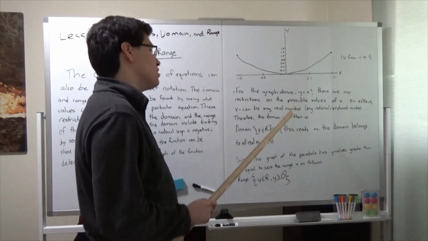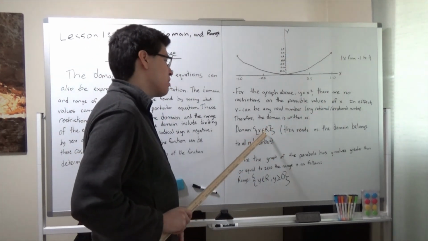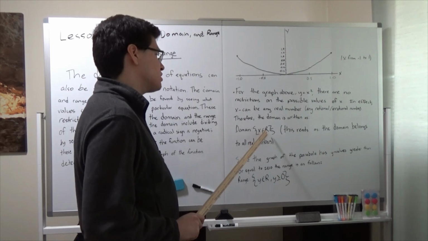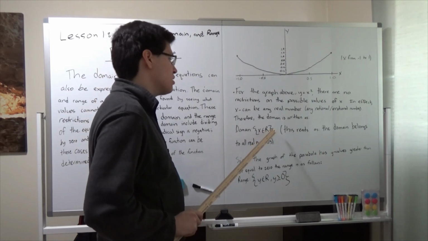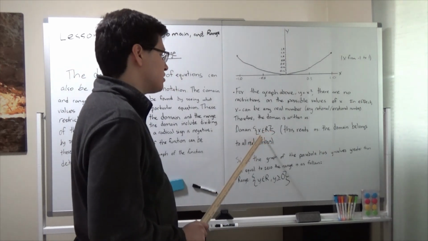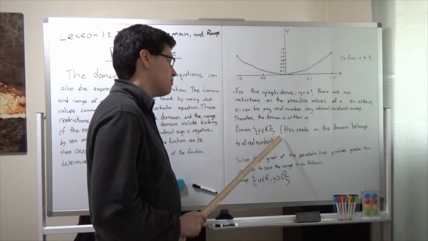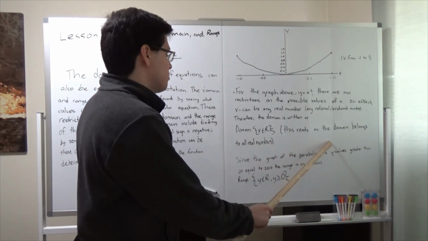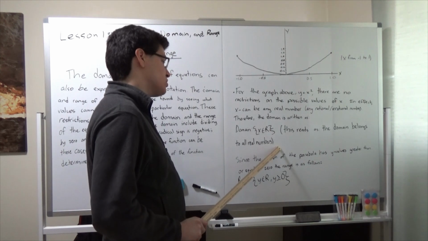Therefore, the domain is written as: domain is x belongs to all real numbers. This reads as the domain belongs to all real numbers.